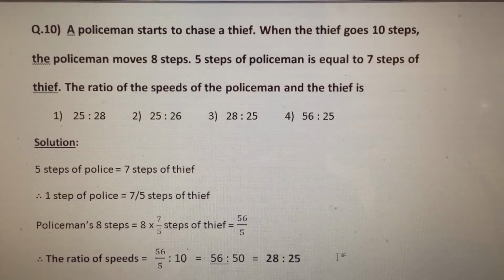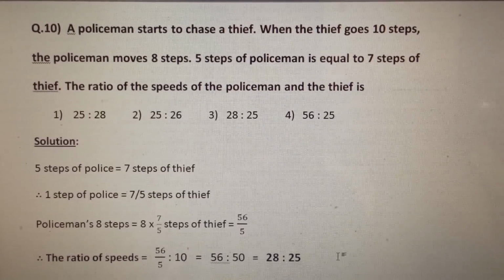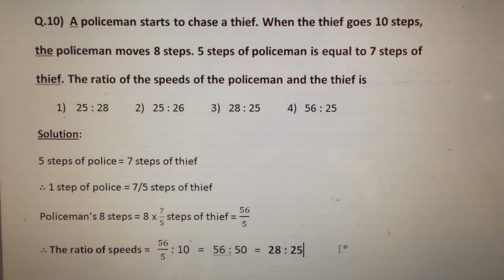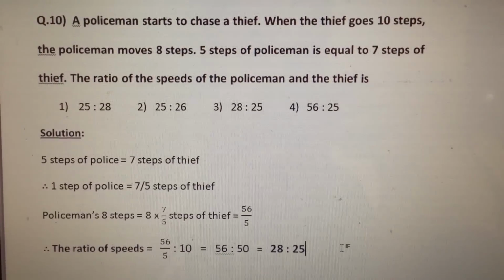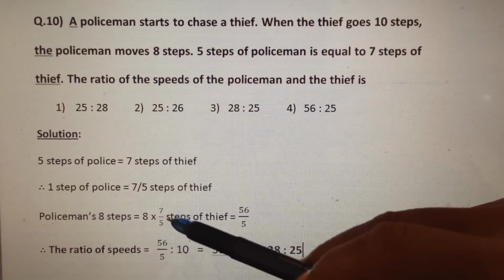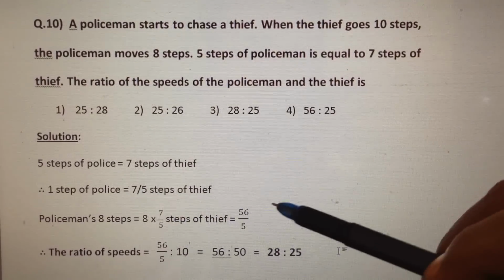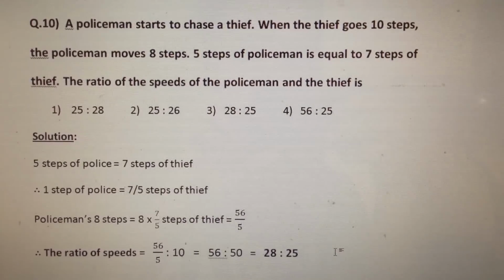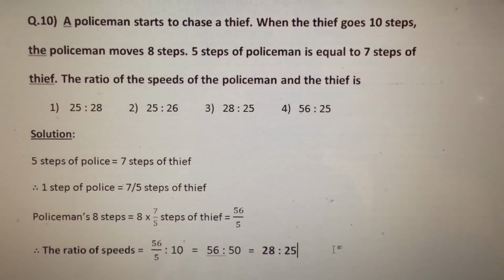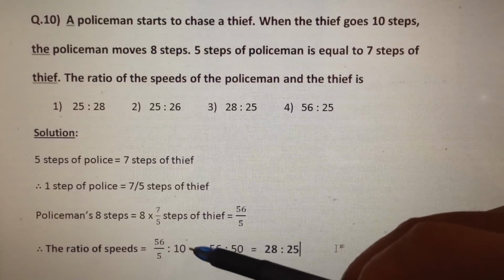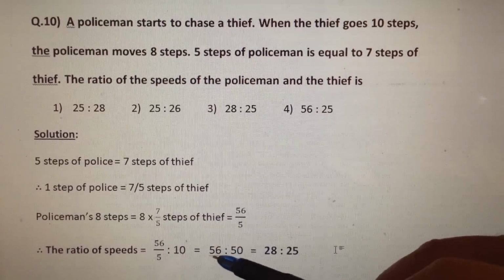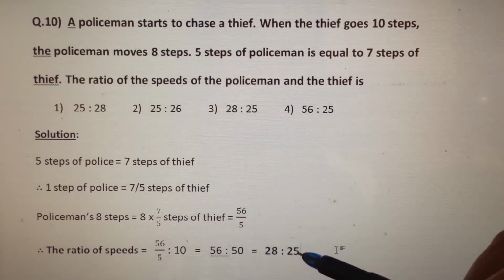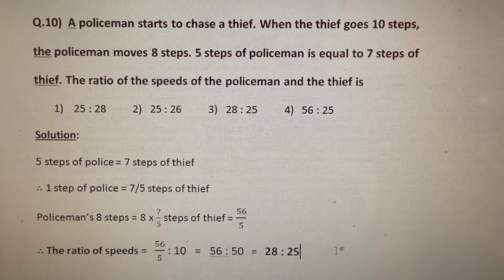Now it is given that when the thief goes 10 steps, the policeman moves 8 steps. So let us consider the 8 steps of policeman. That is equal to 8 into 7 by 5 steps of thief, which is equal to 56 by 5. Now the ratio of speeds is equal to 56 by 5 is to 10, which is equal to 56 is to 50. On simplification gives 28 is to 25. The answer is option number 3.